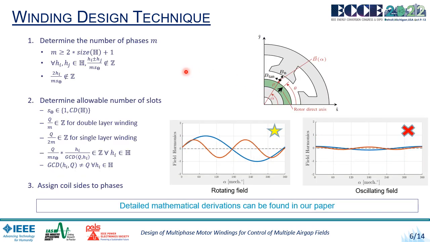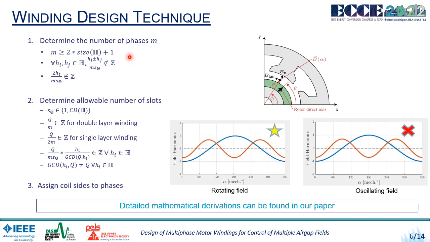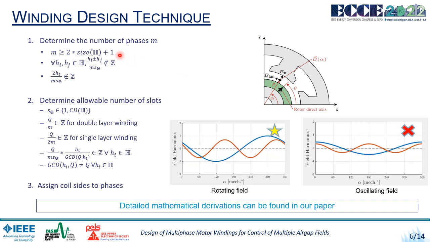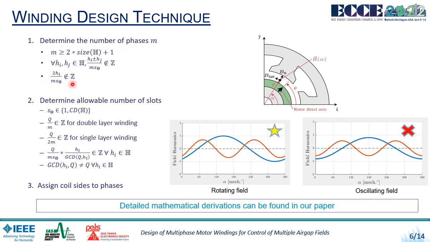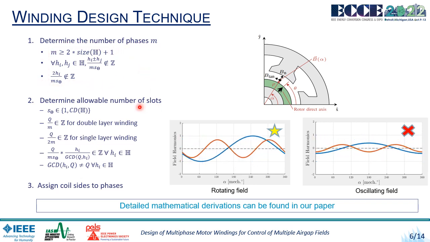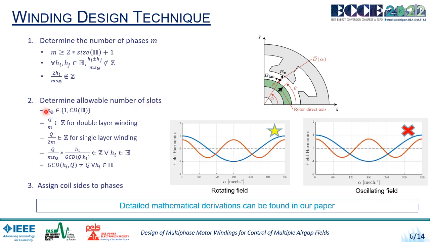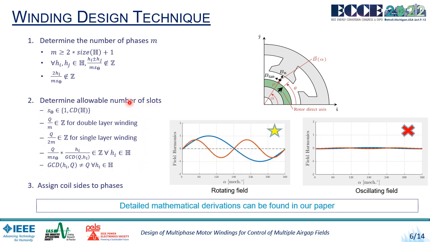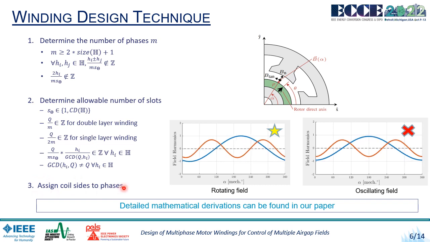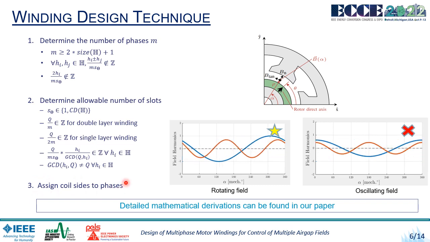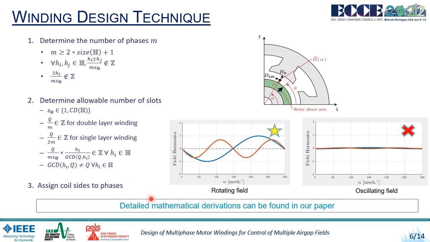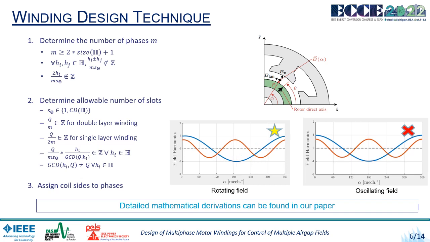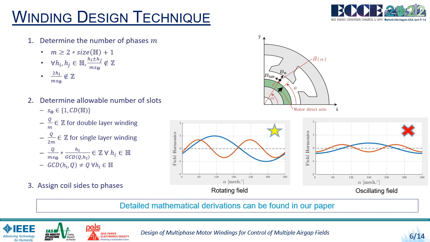Our winding design method can be briefly stated as follows. First, we determine the number of phases M subject to these constraints, followed by the allowable number of slots subject to these constraints, and finally we assign coil sides to the phases. Each of these constraints has a detailed mathematical derivation and implications, all of which can be found in our ECCE 2022 paper. They are not discussed in this presentation due to a lack of time.